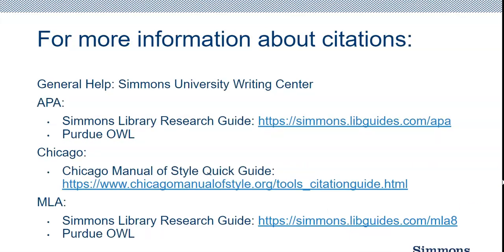Now that we've gone through how to distinguish between citations for journal articles, book chapters, and books, here are some further resources about citations. The Simmons University Writing Center can help you develop your own citations for assignments. These resource guides from Simmons and other universities and organizations can provide examples for how to cite different types of resources. You can also always reach out to the library for help.